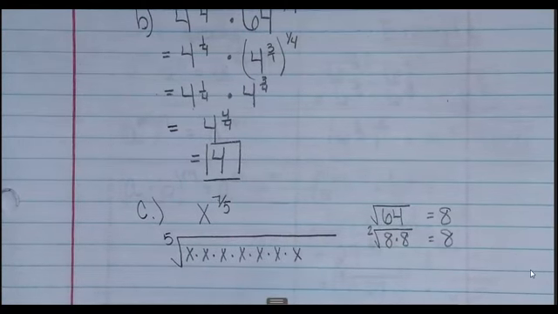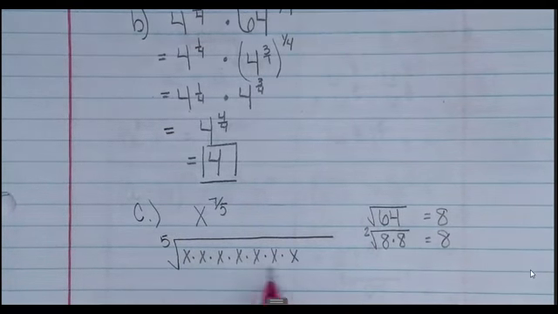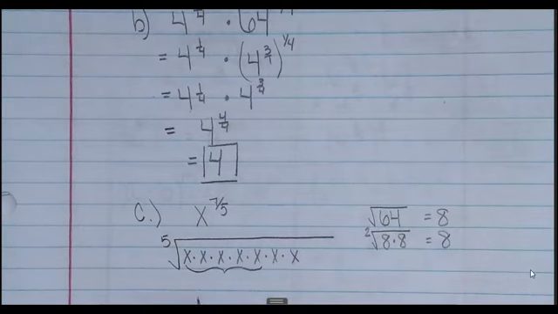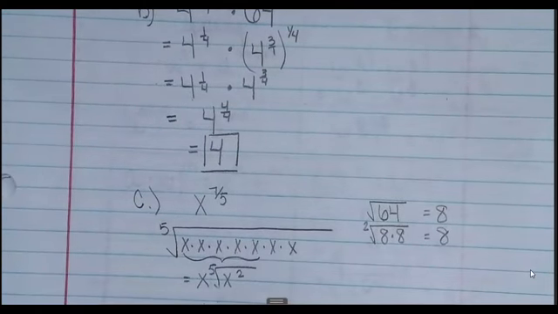I don't recommend always doing it this way, but just to get used to it, maybe you write it out like this. So I'm taking the 5th root of 7 x's, which tells me that every time I have 5 x's, I can pull 1 x out. Now I'm left with 2 x's, which is like x squared, and those are still under that 5th root. So this could be written like that, or it could be written as x times x to the 2/5.